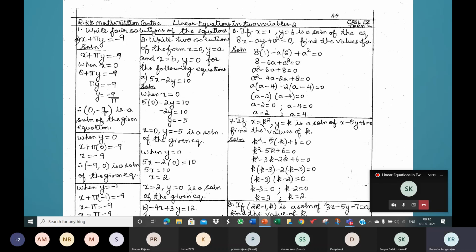So write 4 solutions without making the graph. So see, without making the graph, without obtaining the straight line, we are finding the address of 4 points that lie on the straight line.